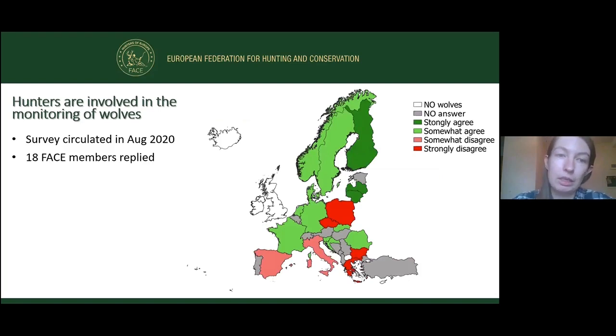So in August of this year, I circulated a survey amongst our members on how hunters feel they are involved in the monitoring of wolves. So that's only for wolves, not large carnivores in general. And you can see that, especially in northern countries, they are feeling strongly involved in the monitoring. But there are also some countries, especially in the south, where they feel that they are not involved in the monitoring. And this leads in those countries quite often to conflicts concerning population estimates.